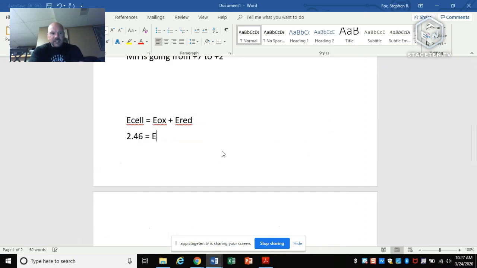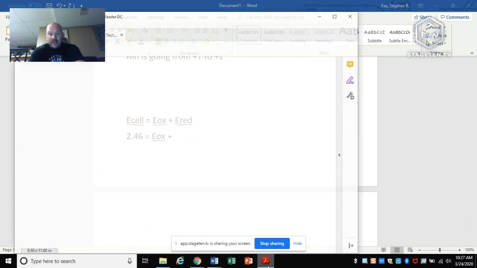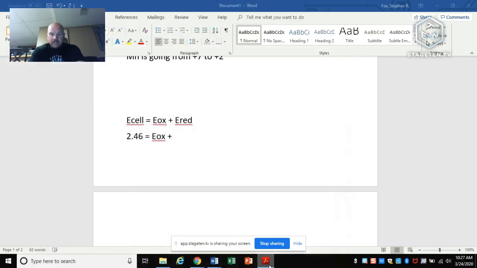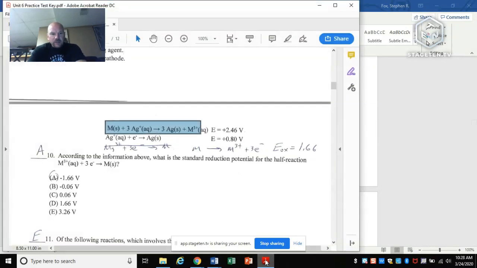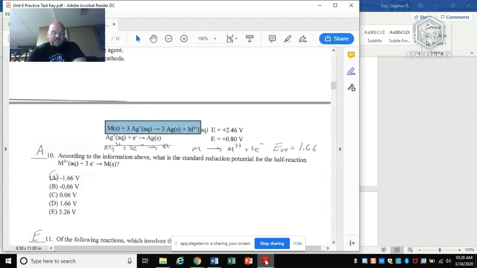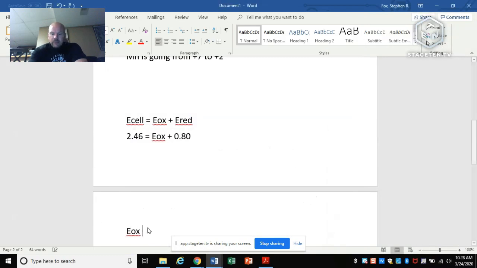So 2.46 equals E-ox, which is our unknown, plus 0.80, which is E-red, because silver is what's being reduced in that reaction. So we get E-ox for the manganese, just metal M, equals 1.66 volts. But that's oxidation.